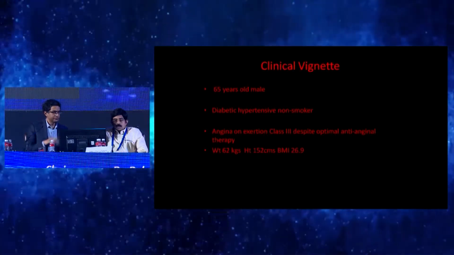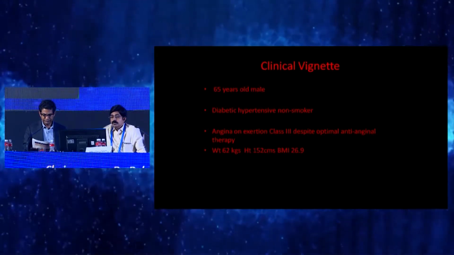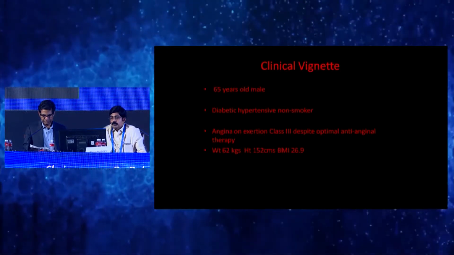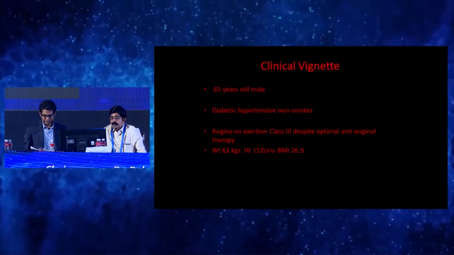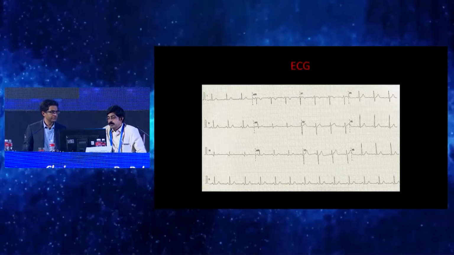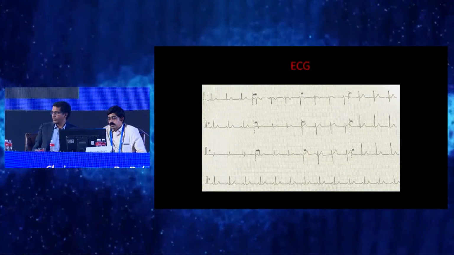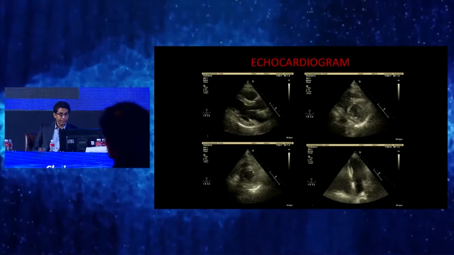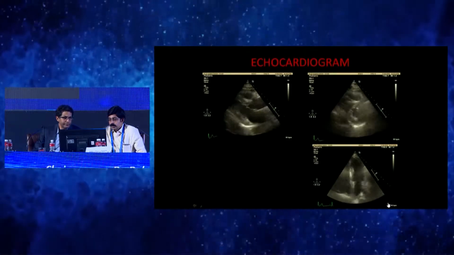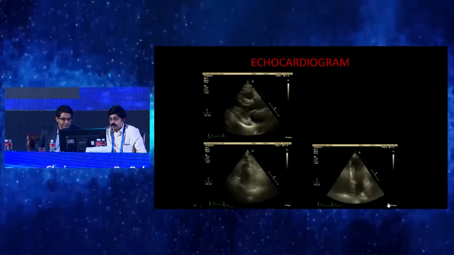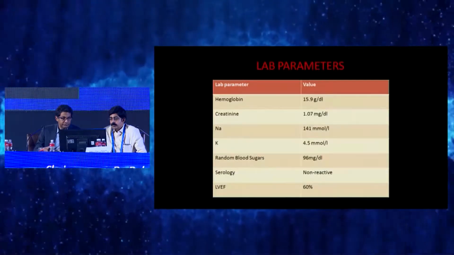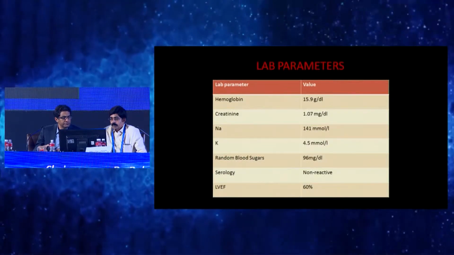So my patient is a 65-year-old male. He's diabetic, hypertensive, non-smoker. He has effort angina class 3 despite optimal anti-anginal therapy. His weight is 62 kgs, height 152 centimeters, and that is the ECG. You can see it's a normal ECG. Next slide, please. These are 4 cross sections of the echocardiogram. You can see that the LV function is really very good, no RWMA, and these are his lab parameters. They are unremarkable.